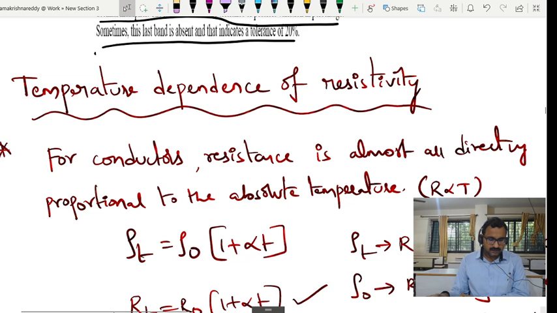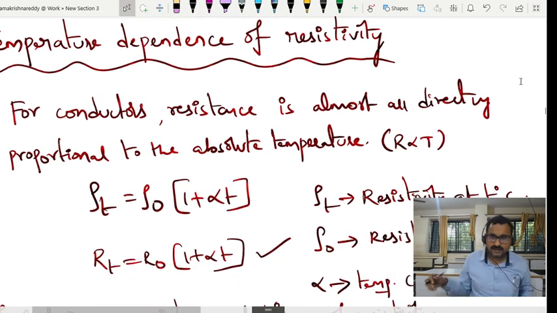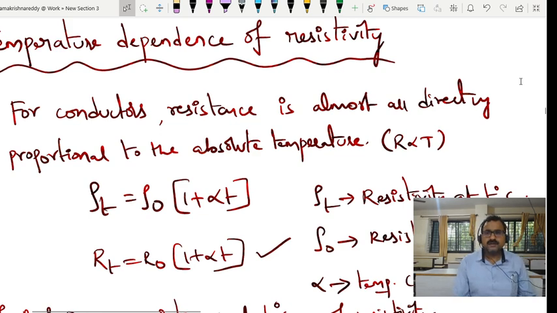Next, temperature dependence of resistivity. With this we will complete the topic. You already know this, I clearly told you. For conductors it is directly proportional. It is not exactly directly proportional, but we take a linear relationship only. For conductors the resistance is almost directly proportional to the temperature. Nothing but as temperature increases, resistance increases for a conductor. Rho T is equal to rho naught into 1 plus alpha T.